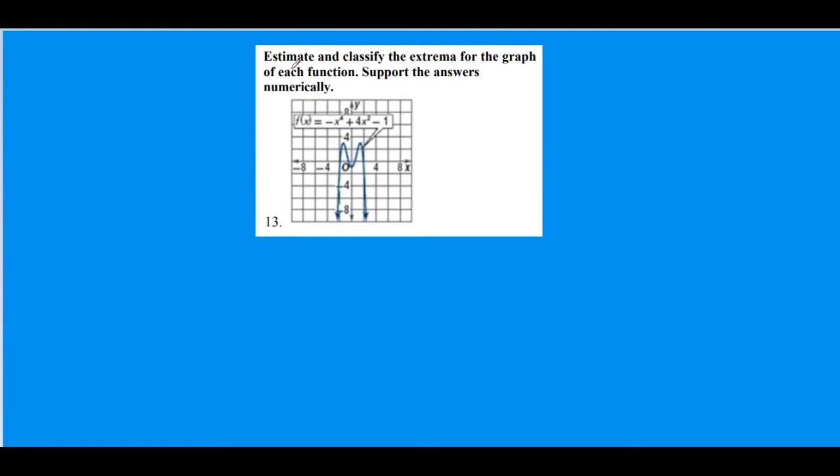Number 13 on page 40 of our pre-calculus homework. It says, estimate and classify the extrema for the graph of each function. Support the answers numerically or not. Don't support the answers numerically. Here's the function. The extrema looks like we have an absolute max right there.